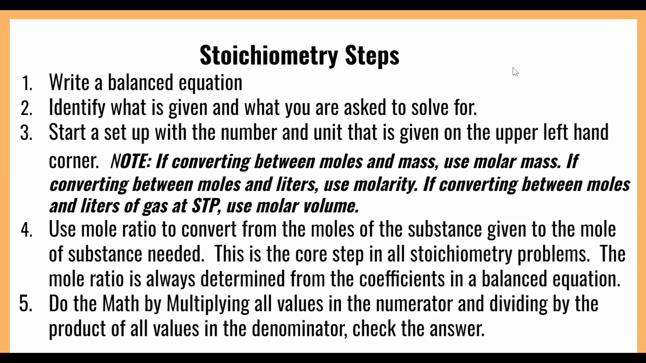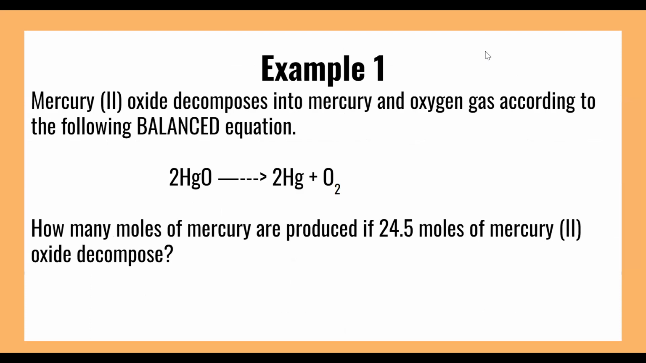Okay? Let's look at example 1. Mercury(II) oxide decomposes into mercury and oxygen gas according to the following balanced equation. Now, how many moles of mercury are produced if 24.5 moles of mercury(II) oxide decompose? Remember the meaning of stoichiometry. We are calculating the quantities of either the reactant or the product. Here, we will look at the quantity of the product. So let's look at this example.